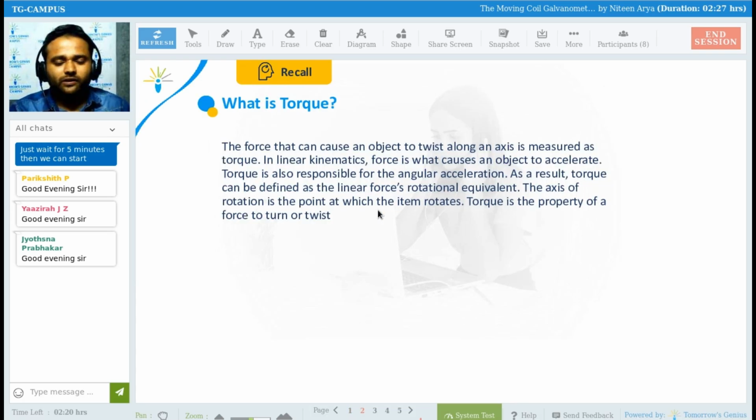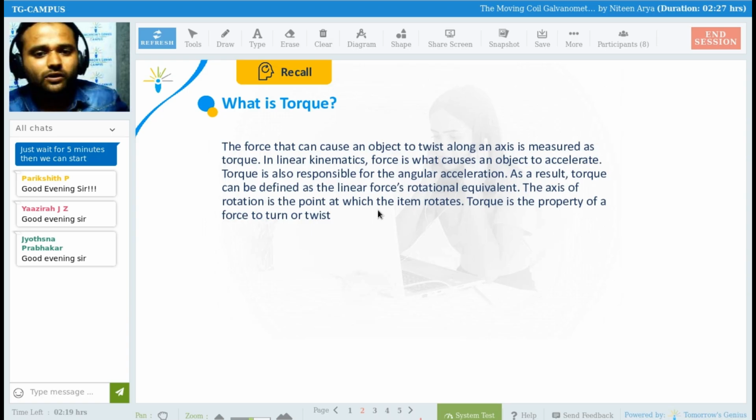So what we already did in the previous classes, you're going to find something or many things related to that. So don't bother about it, because that is going to be correlated, for example. Okay, so let's start with this: recall torque.